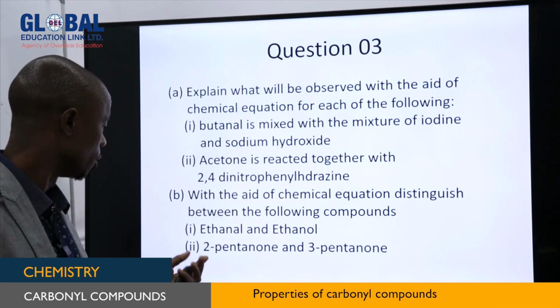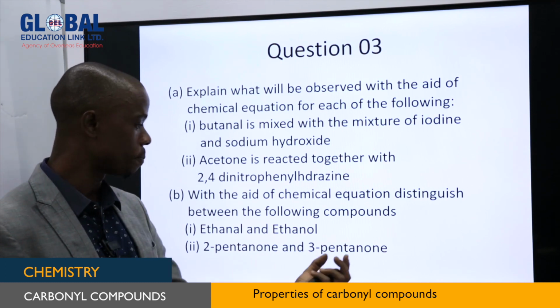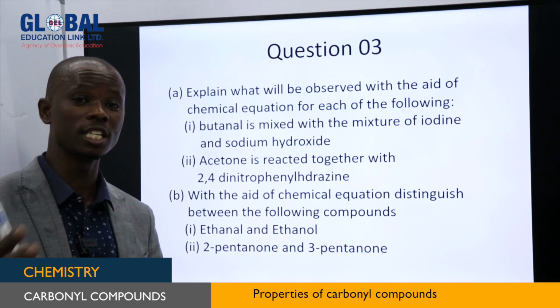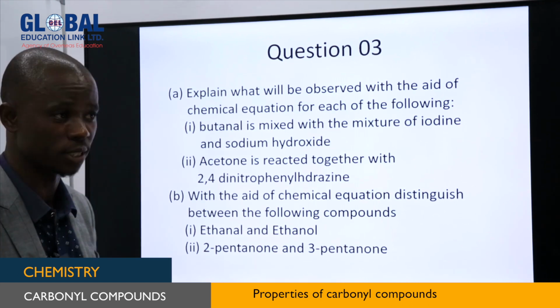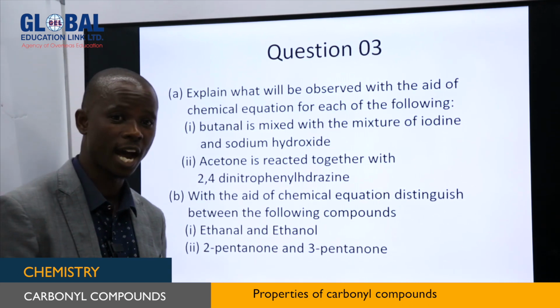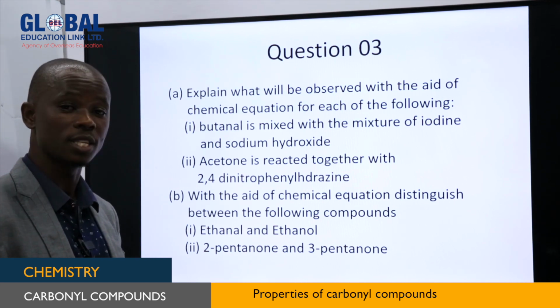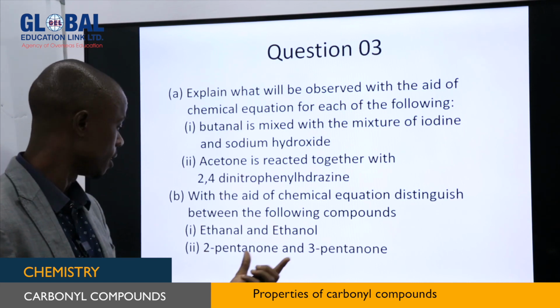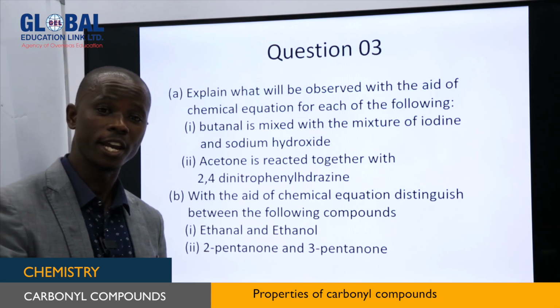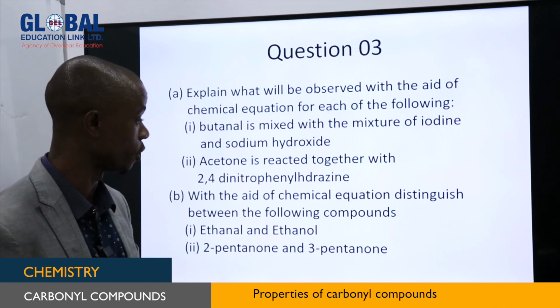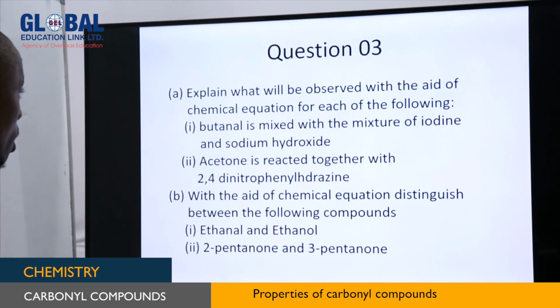There you are: 2-pentanone and 3-pentanone. These are the two ketones. How can you distinguish between ketone and ketone, my dear students? It is very simple. I have given you the alternative way of solving this problem. You can use the iodoform test. You just write the structure of the compound and see which one contains the terminal methyl group. That one will give a positive iodoform test. So you can try to do those questions.